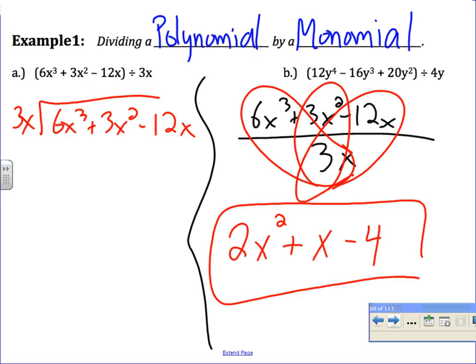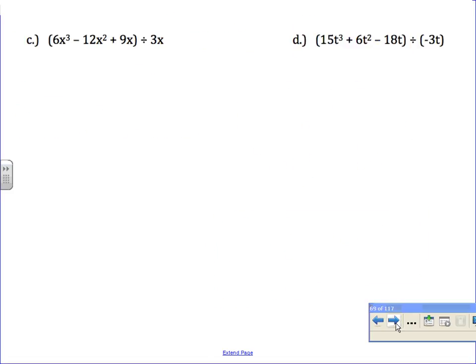Isn't that easy? Yeah. We have to do long division in a second here, but just not yet. So questions on A. Okay, let's go to letter C. Luke B, you okay? Sure?